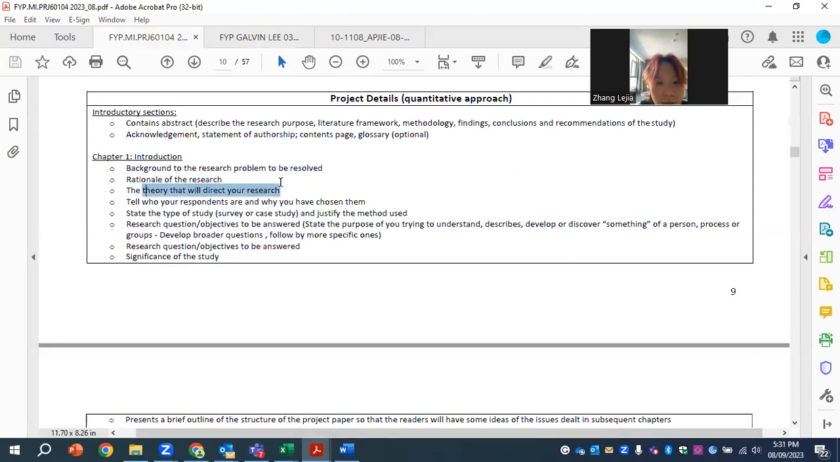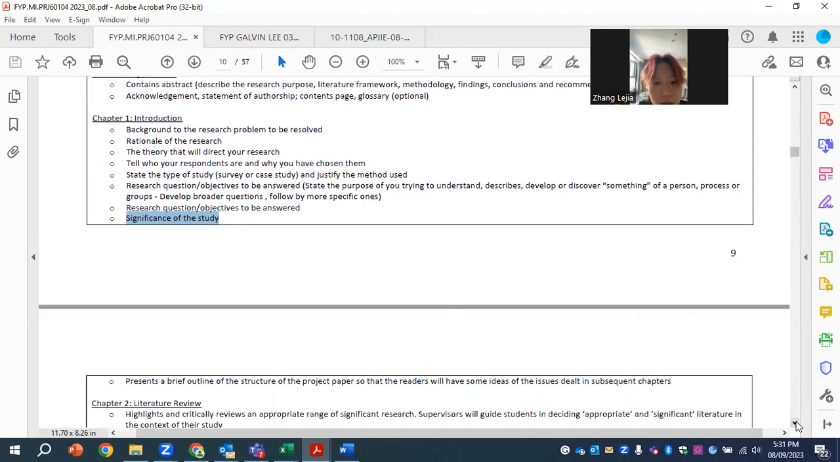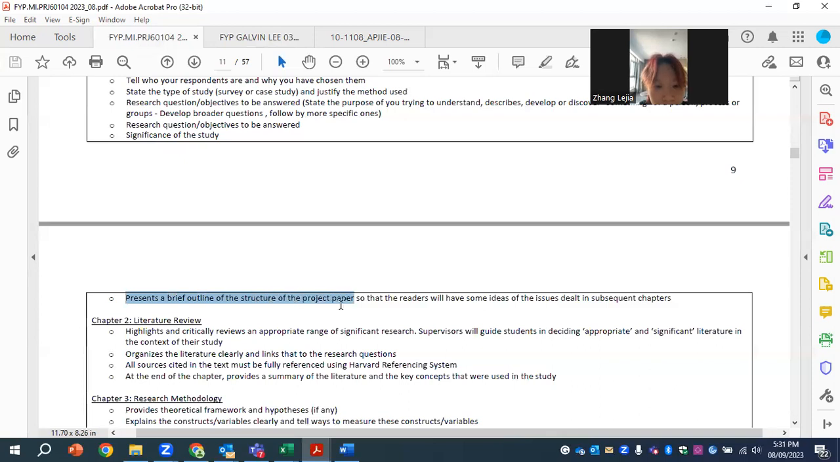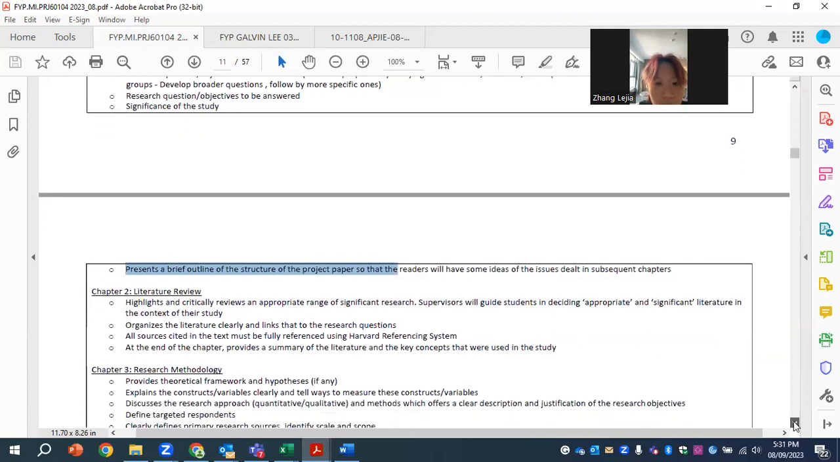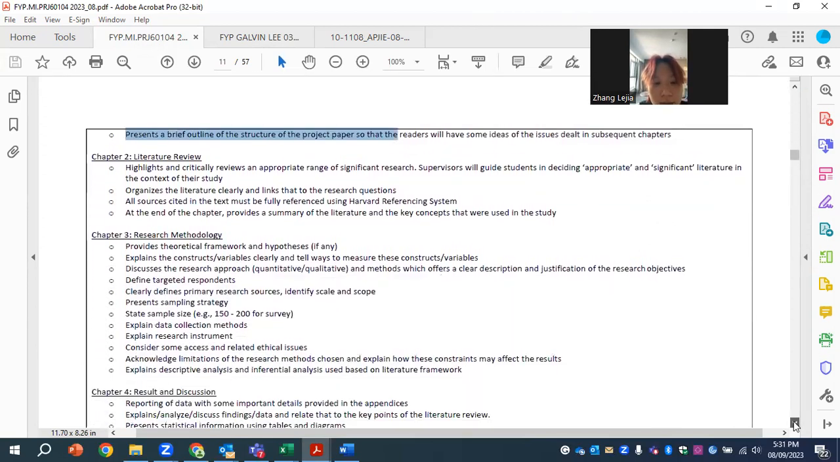Then the theory, we can put it in chapter 2, so it's okay. Tell who your respondents are, Gen Z, fine. State the type of survey, we put it in methodology. RO, RQ, we already have it, so it's okay. And significance of the study refers to, once you have completed this study, how will it benefit the marketers or the developers? Then last one, present a brief outline. Brief outline means chapter 1 is about what, chapter 2, chapter 3, and all that. So there is always a guideline here in your MI. Have a look at that.